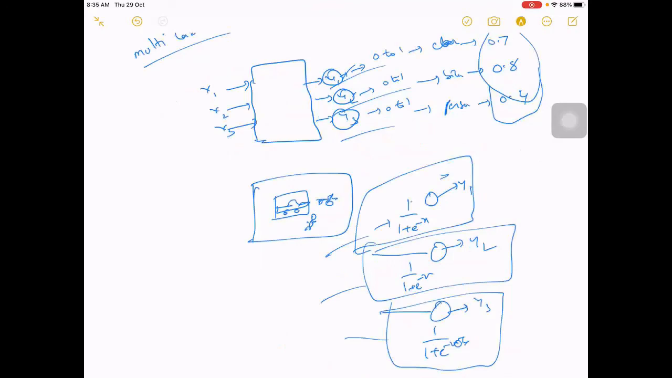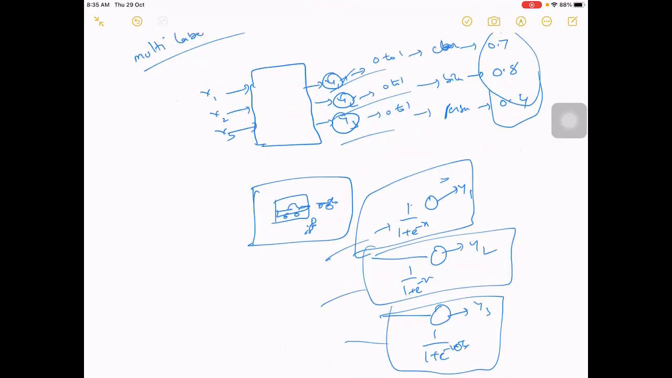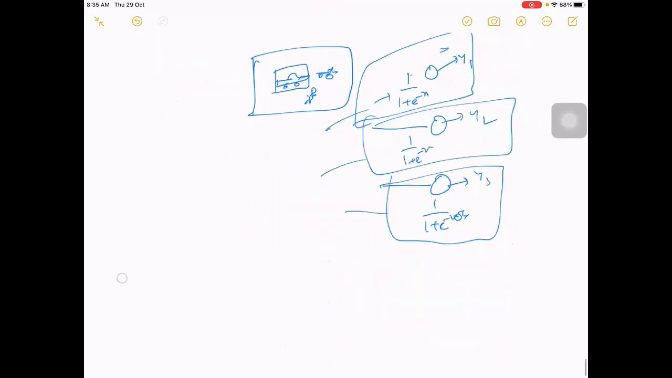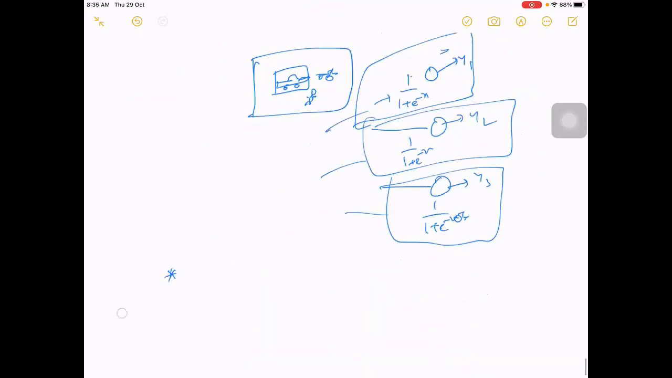So in implementation, for this to happen individually, we use softmax, and in the case of multi-label, and in the case of multi-class classification, we'll use sigmoid.